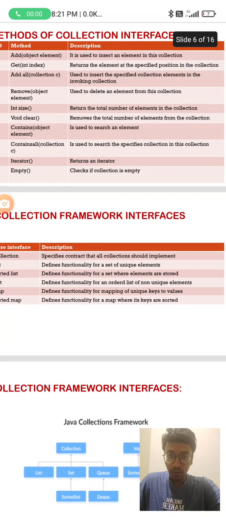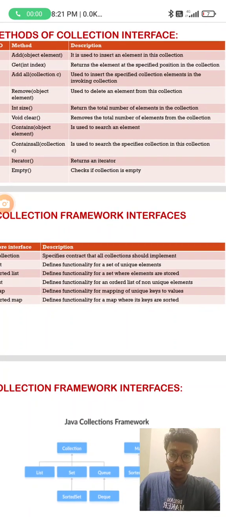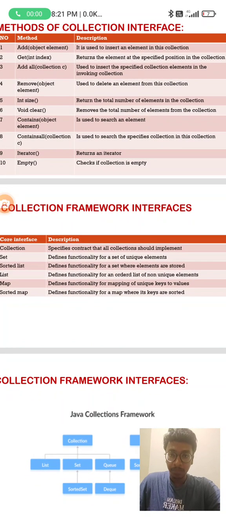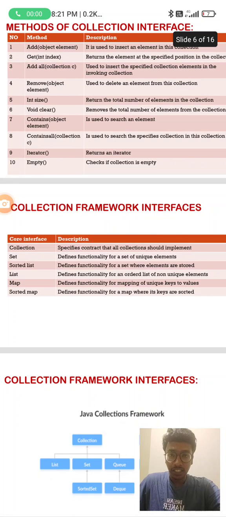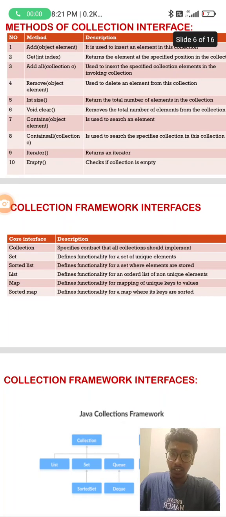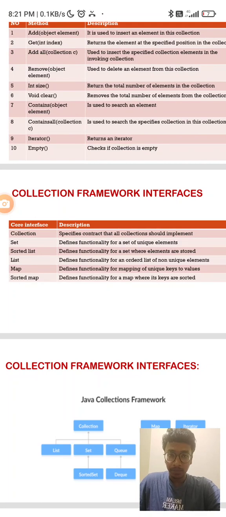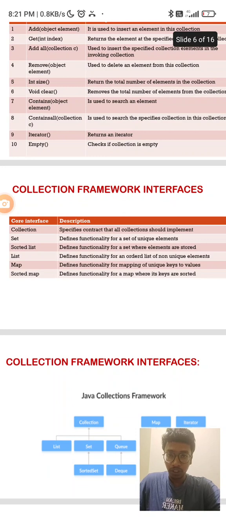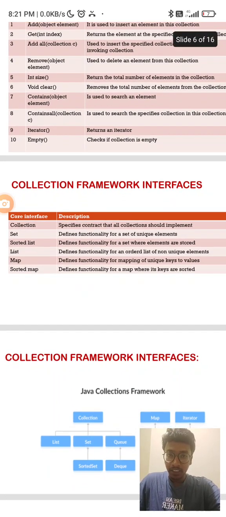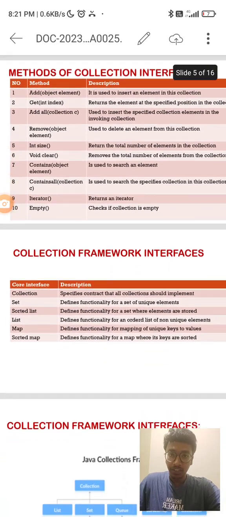Contains all. It is used to search the specific collections in this collection. And the ninth method is the iterator method. Iterator methods return an iterator. Empty checks if a collection is empty. The empty method is used to check whether the collection is empty or not. And the iterator method returns an iterator. These are the 10 methods in the collection interface.